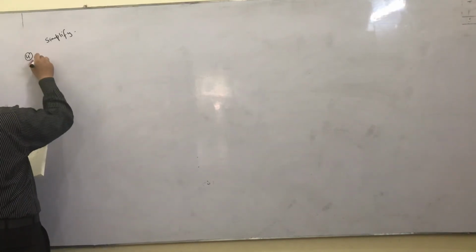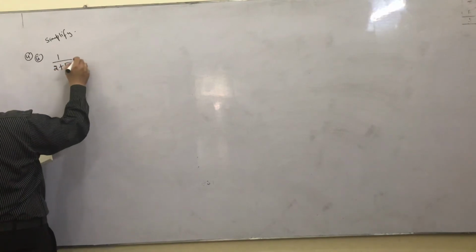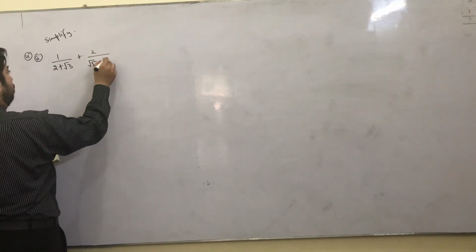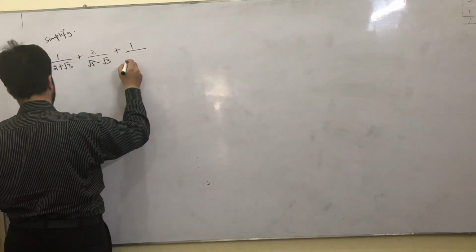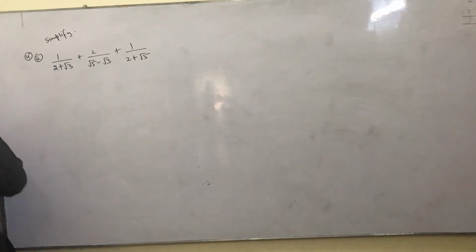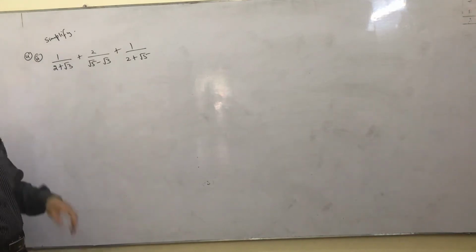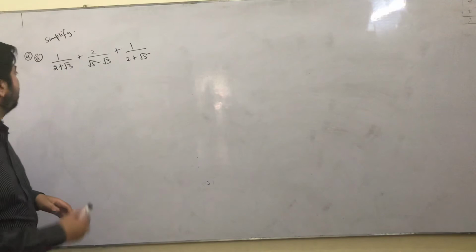Part 2 of question number 4 is 1 over 2 plus √3, plus 2 over √5 minus √3, plus 1 over 2 plus √5. Basically part 2 and part 3 are the same, so I am going to solve part number 2. You can solve part number 3 on your own.